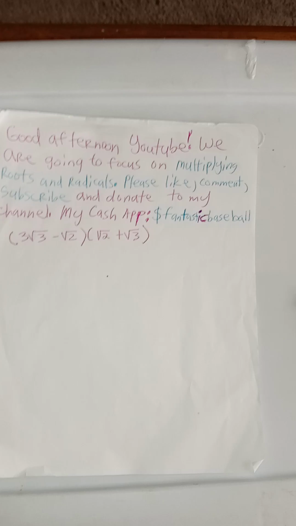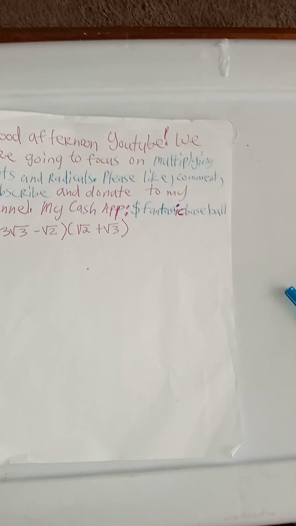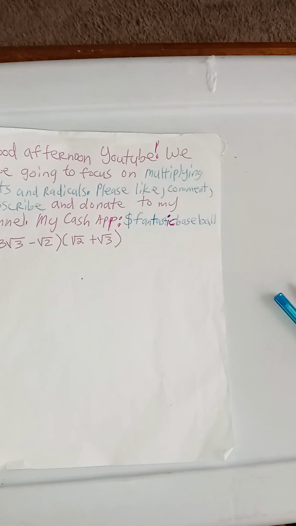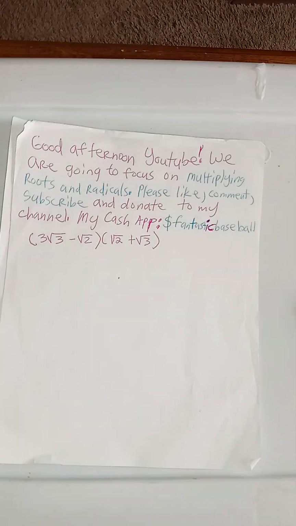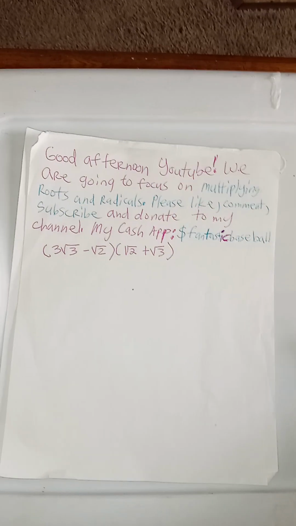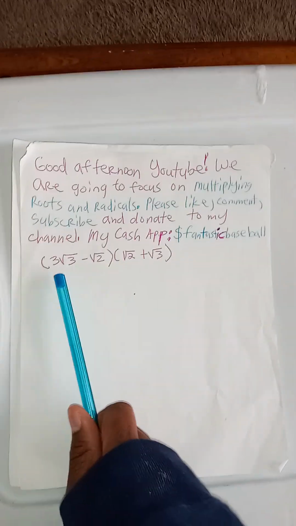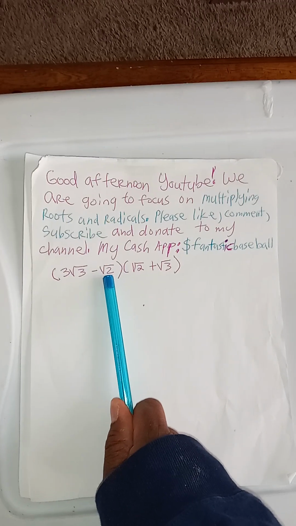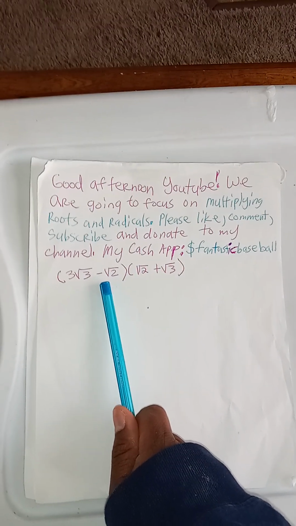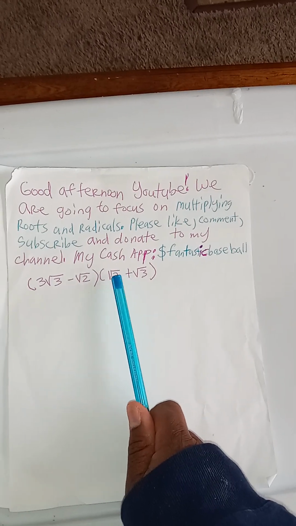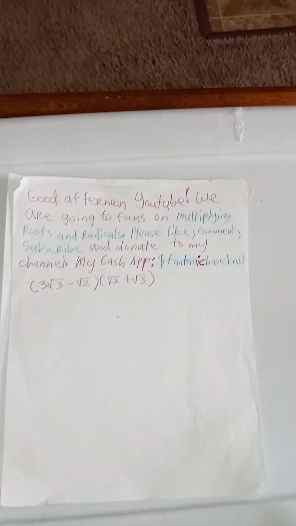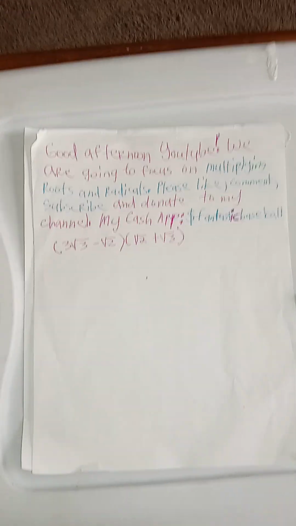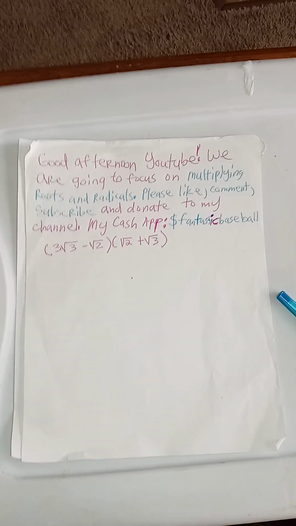Here we see 3 square root of 3 minus square root of 2 multiplied by square root of 2 plus square root of 3. Here we see two sets of binomials multiplying with each other. A binomial is represented by 2 terms, and then we have another set of 2 terms. So we are going to have to distribute when multiplying with binomials, or if it's a monomial, onto a binomial or higher. So let's get started here.